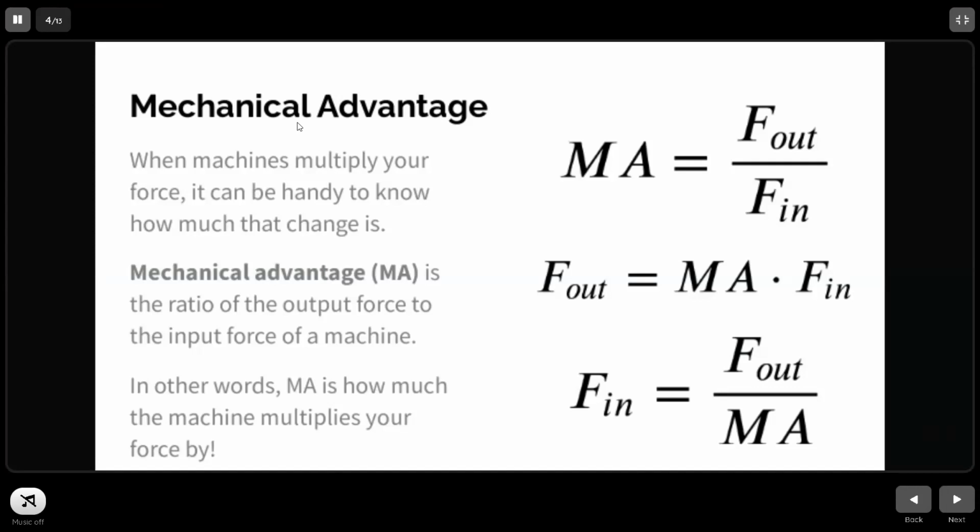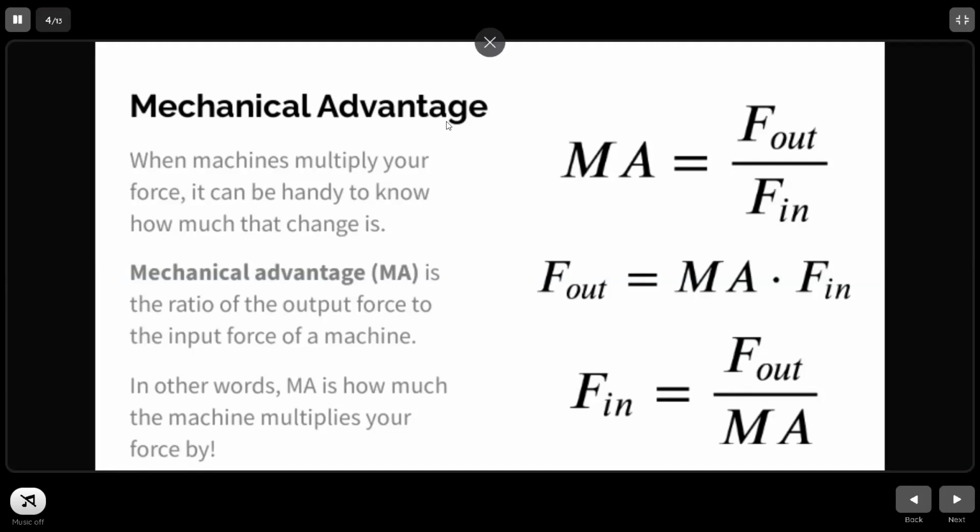So let's remember, what did we talk about the mechanical advantage? When we change the amount of force or change the direction of force, we have a mechanical advantage. The mechanical advantage, as we said before, is the output force over the input force.